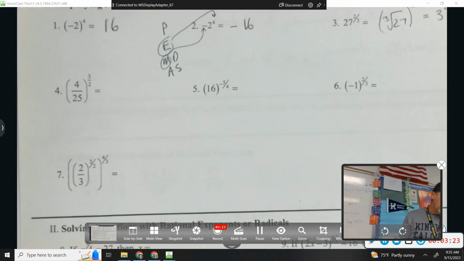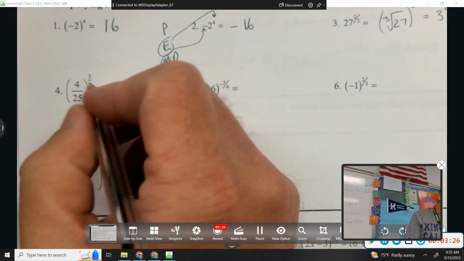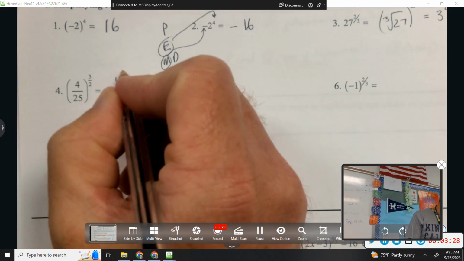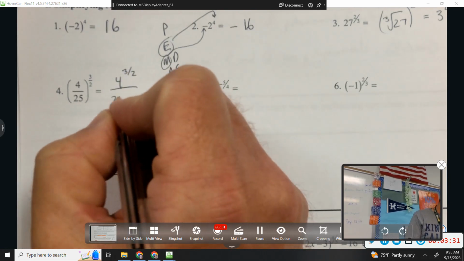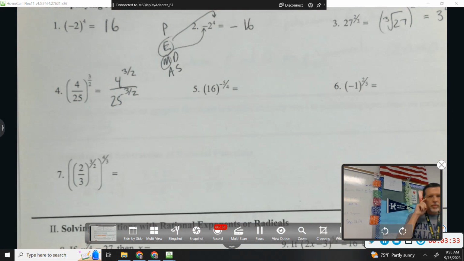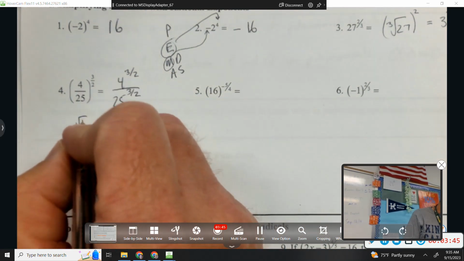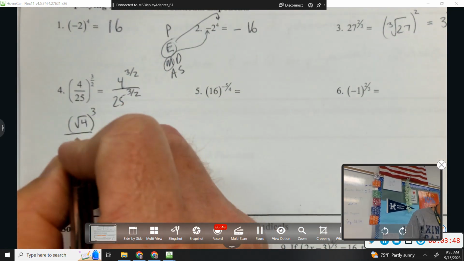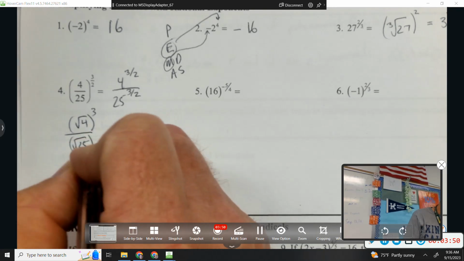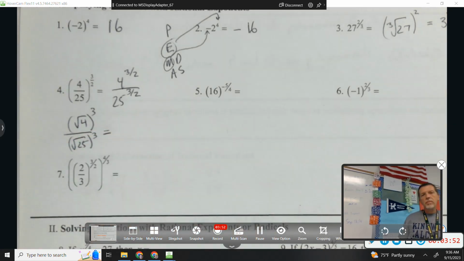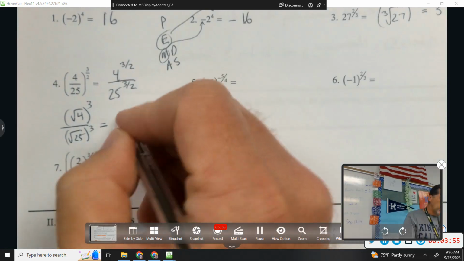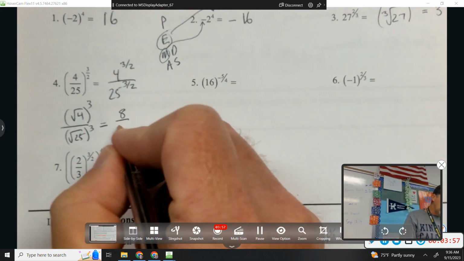All right, 4 25ths. Well, let's just handle them separately. Let's do 4 to the 3/2 over 25 to the 3/2. This is going to be a place where some of you start skipping steps, which is fine. So that's the square root of 4 cubed over the square root of 25 cubed. I'm going to skip a step here. 2 cubed is 8. 5 cubed is 125.